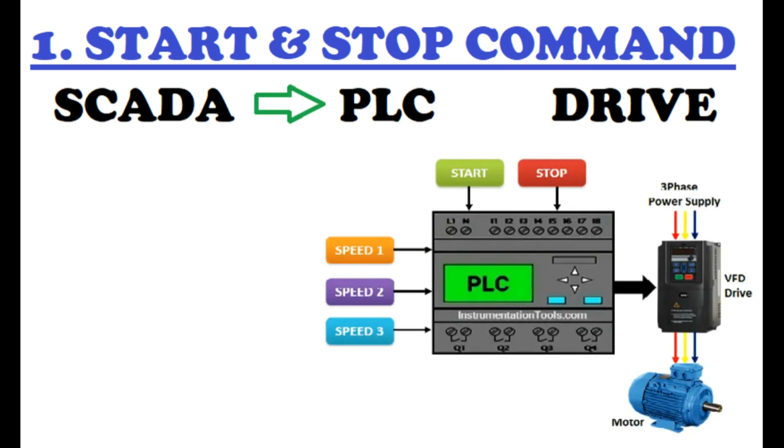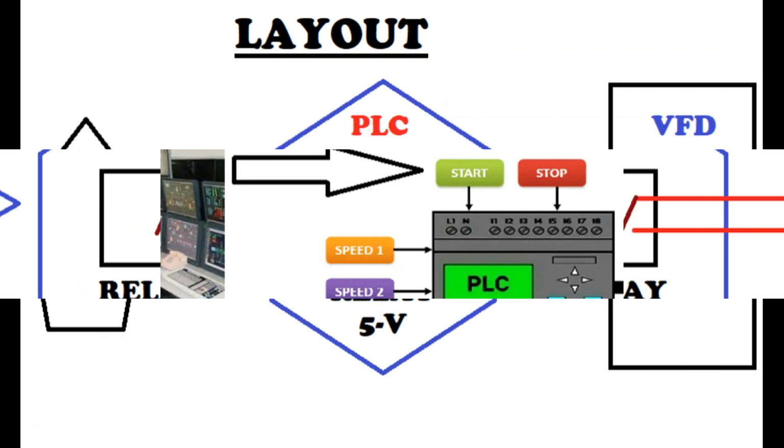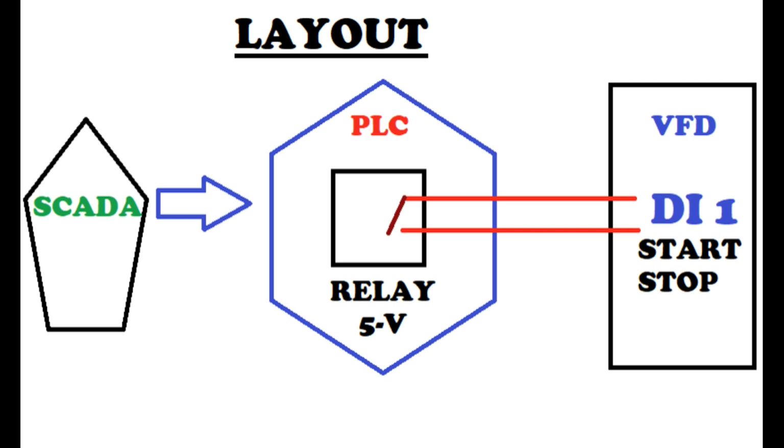First is the start stop command, that is coming from SCADA to PLC and PLC to drive. So the control room operator will give the start command and the drive will run. Let's understand like this in this layout. Signal comes from SCADA to PLC and PLC to drive.